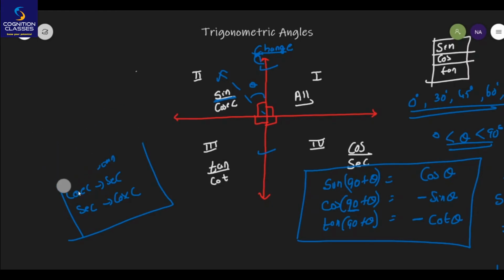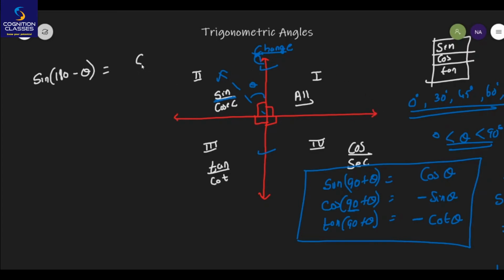Yeah, now we are good to go. So let's now check what happens if we go to the 180 degree axis. Suppose someone asks you the value of sine 180 minus theta. Please remember that the 180 degree axis, that is the horizontal axis, is not the axis of change.